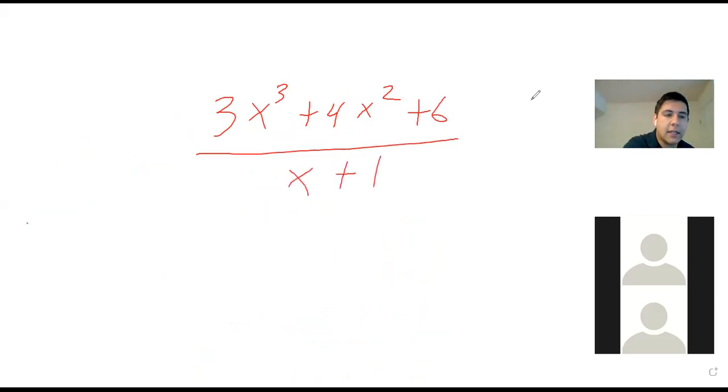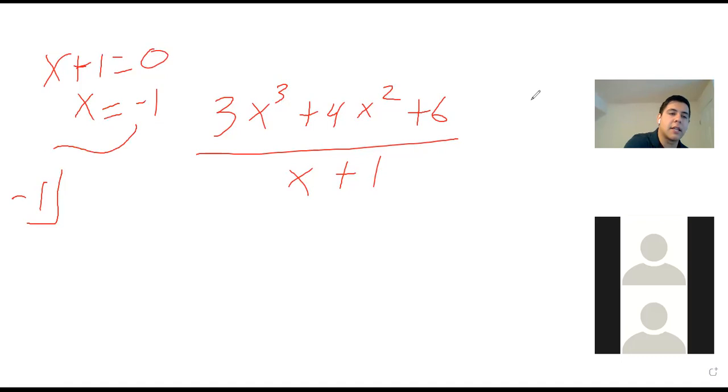So again, let's decide what is the thing that we're dividing, what goes inside the box. -1. Since we have x plus 1 and we set that equal to 0, when we solve for x, we have -1, and that's what goes inside.